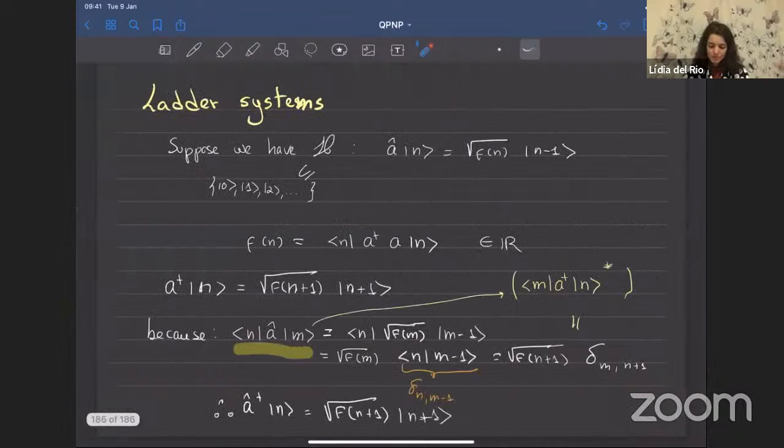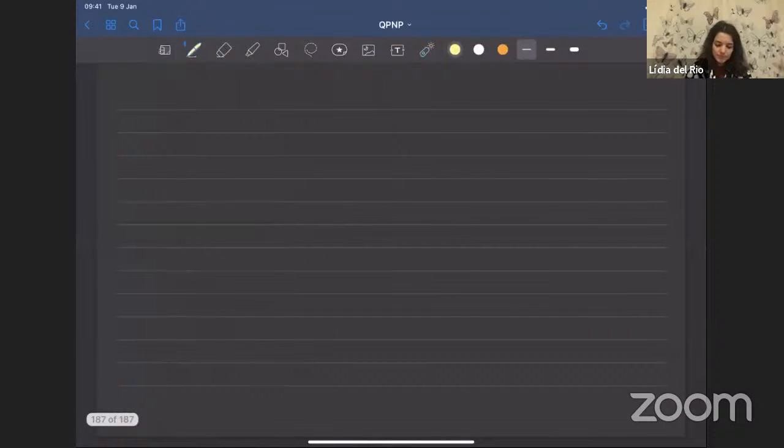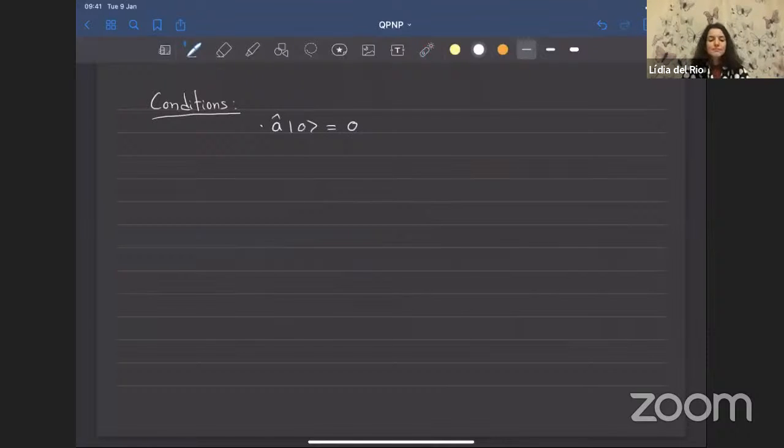What conditions do we impose on Fn? Note that we're still doing science fiction. We're still saying, look, imagine that there's a Hilbert space and that there exist operators that act like this, and that we want the following: from this countable subspace, we want that A on 0, on the bottom of the ladder, gives a 0. This means that square root of f of 0 must be 0.